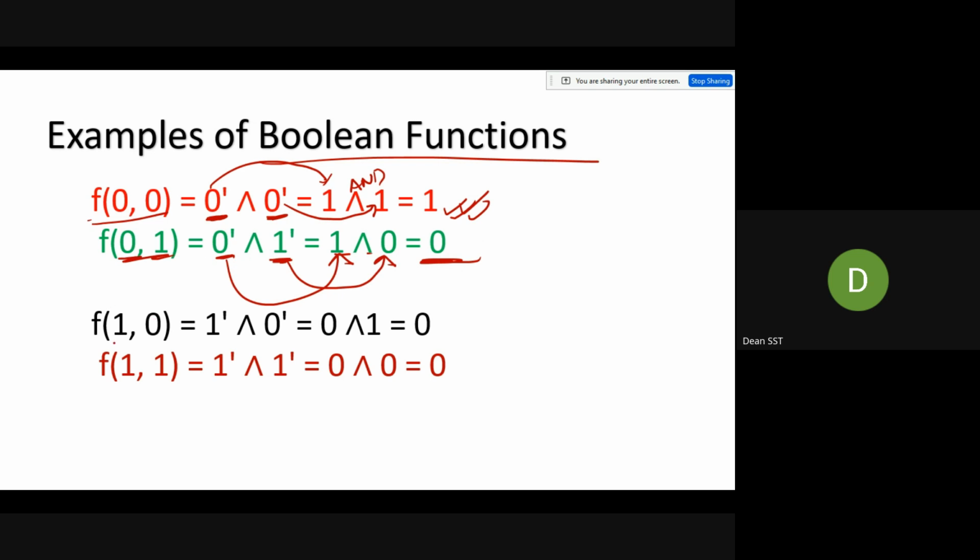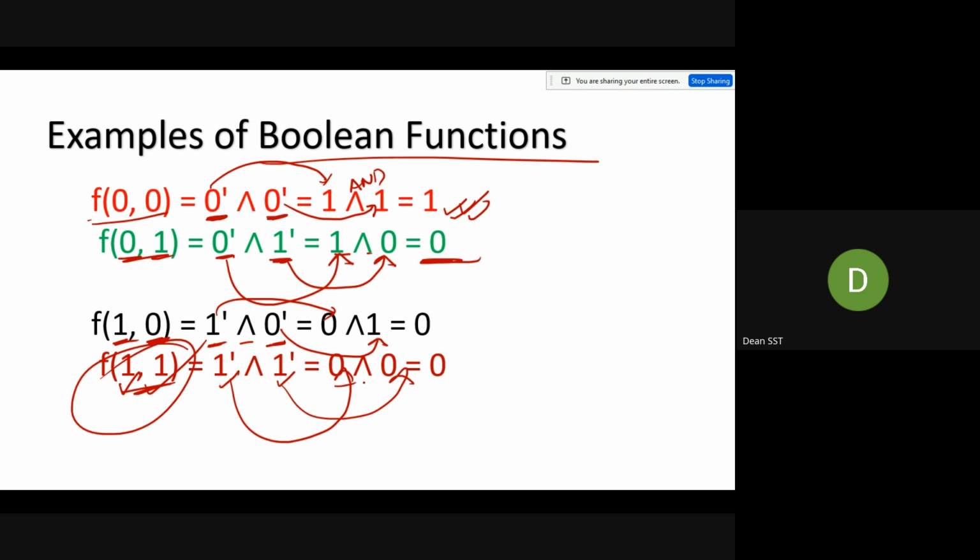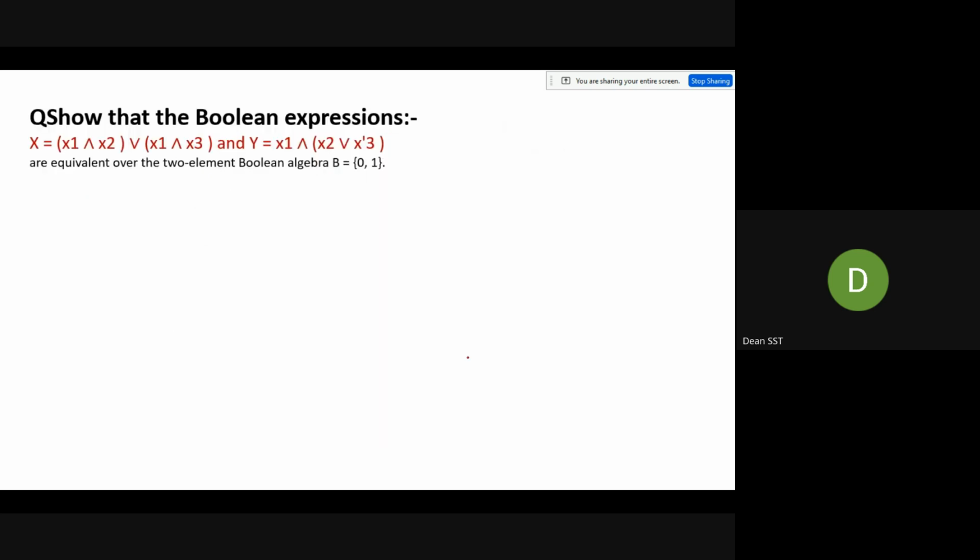See the 1, 0. It means first will be 1 and second will be 0. So 1 ka complement and 0 ka complement. So 1 ka complement is 0. 0 ka complement is 1. 0 and 1 is 0. 1, 1. Your function can contain both the ones. Okay. 1 ka complement and 1 ka complement. So 1 ka complement is 0. 1 ka complement is 0. 0 and 0 is 0. So you can have any number of Boolean functions.